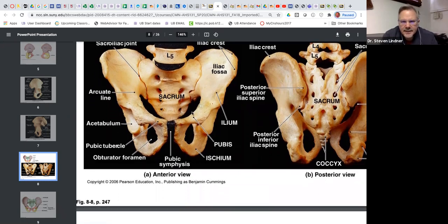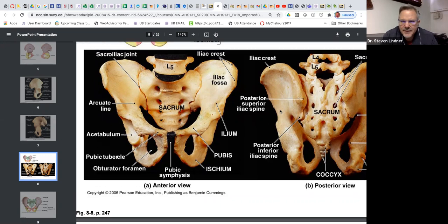When we look at the pelvis from the anterior, here is your pubic bone. Here is your ischium. There's your pubic tubercle. Here's your other pubic tubercle. And then there's the pubic symphysis. That's fibrocartilage. It's the strongest cartilage in the body. Here is your obturator foramen on both sides and the acetabulum.